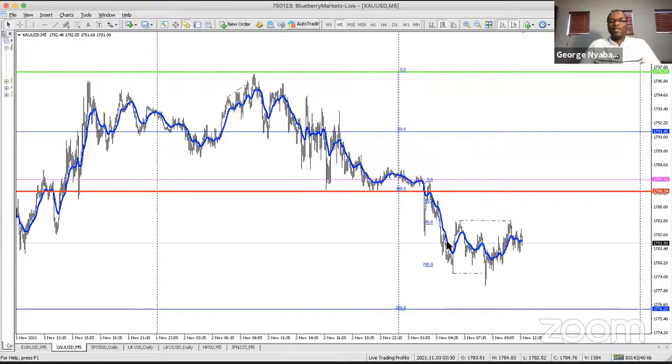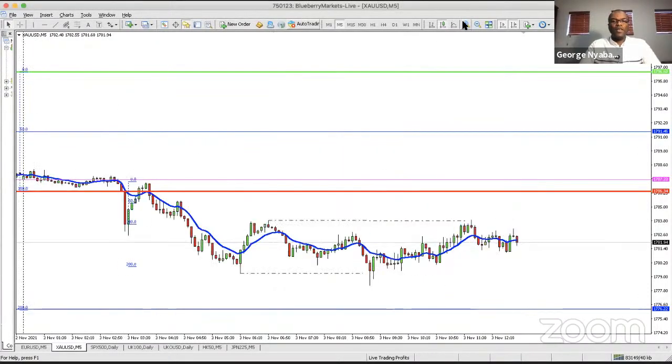So the market has broken beneath that. So let's see what entries you would have had, if any, during the Asian session. So presently, we are still bearish. We are waiting to see if we get an opportunity to go short on gold.